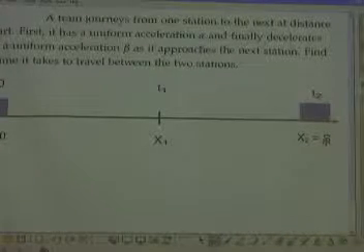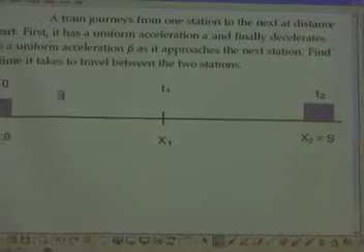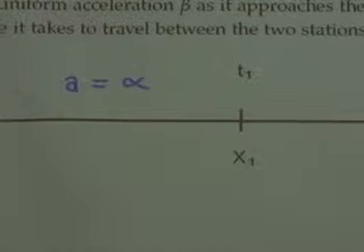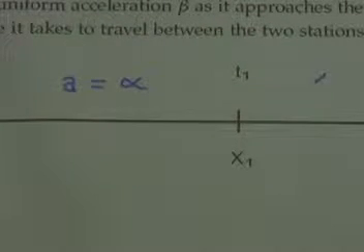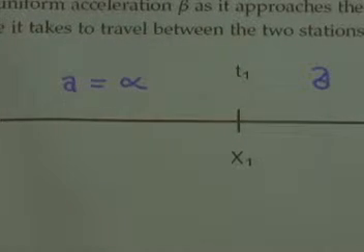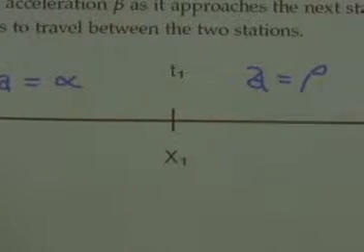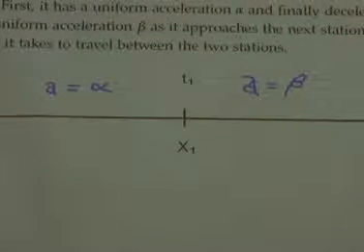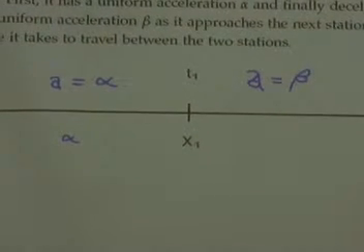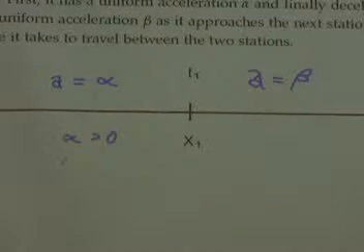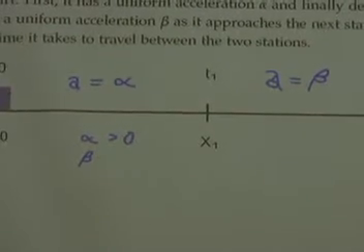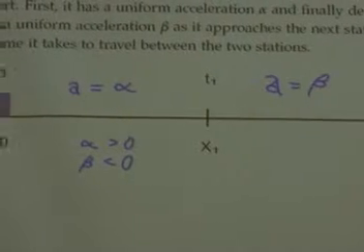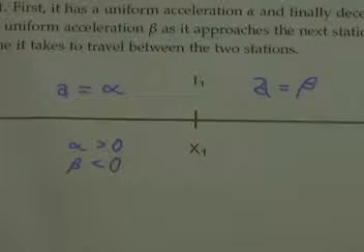Now let's write in that here the acceleration is equal to alpha. Here the acceleration is equal to beta. Having written this, we are making the assumption that alpha is positive, greater than 0, and beta is negative, less than 0. So keep that in mind as we use these quantities throughout.